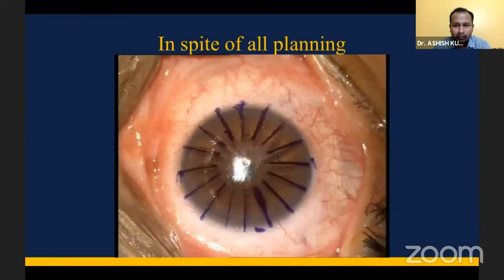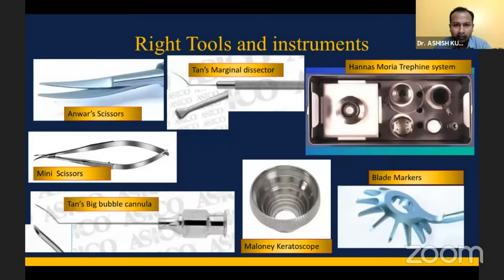So right tools and instruments are the most important part of achieving a good big bubble. I would say Tan's marginal dissector is one of the most important tools for achieving a big bubble, and at the same time the big bubble cannula. And these are the other scissors. Sean mentioned scissors. Amber scissors are very good, and the blade markers from Thomson is again a very good addition to your instruments set.